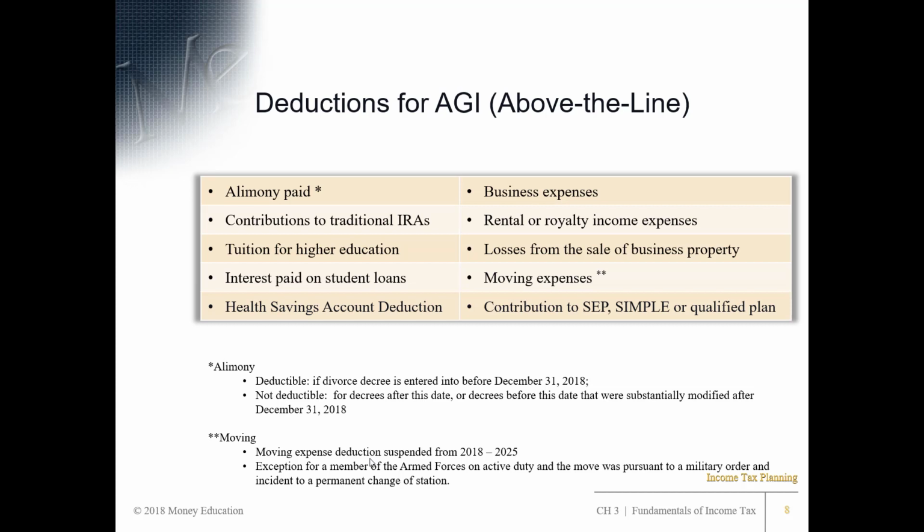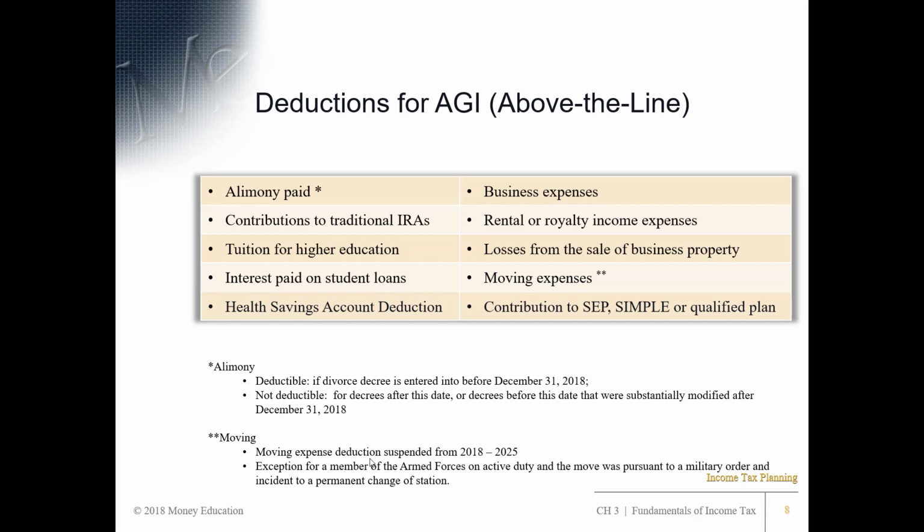Tuition for higher education. We'll talk further about tuition. You get a choice of an above-the-line deduction or a credit. Usually people take the above-the-line deduction when they don't qualify for the credit or phase out. Interest paid on student loans. A health savings account deduction is an above-the-line deduction. Business expenses, rent or royalty income expenses, losses from the sale of property, moving expenses. The moving expenses are suspended, so we won't talk too much about that, but from 2018 to 2025, suspended.